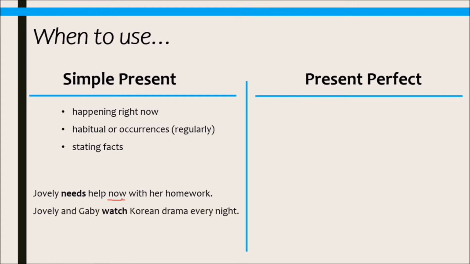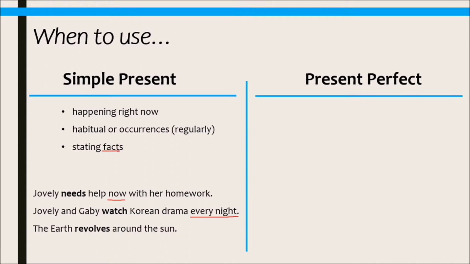Next, Jovelyn and Gabby watch Korean drama every night. In this case, because of the phrase "every night," it means that it is the habit of Jovelyn and Gabby to watch Korean drama at night. Then we also have, the earth revolves around the sun.